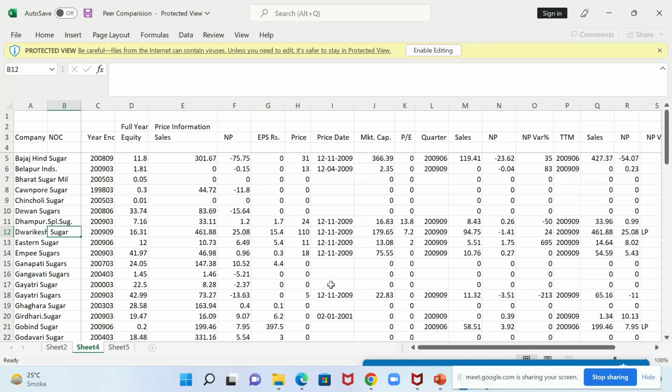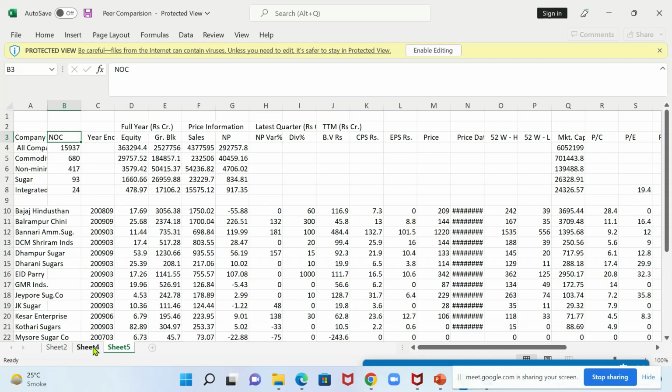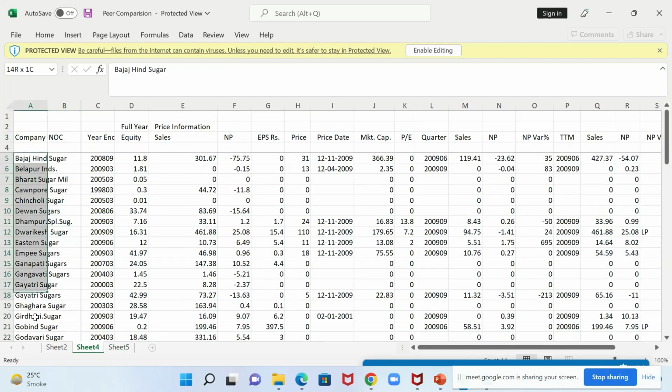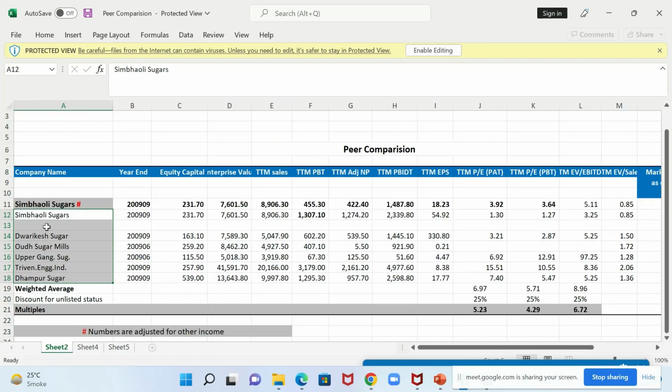So there are certain databases. When you work for a company, you will get access to a lot of databases that banks generally have subscribed to. So from one of the databases, you'll get this list after putting in filters. You have a list of all these listed sugar companies. Out of that, you will select only the specific ones. So how do you further refine it?